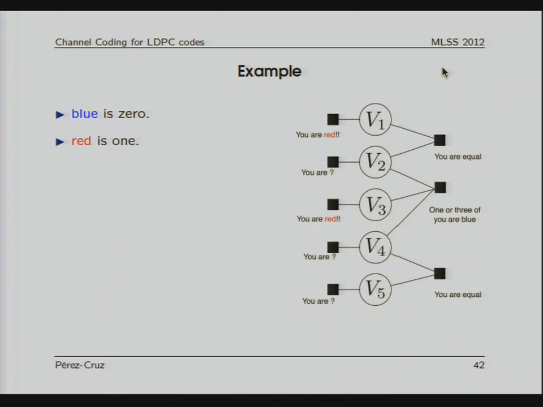And when we have a factor with three inputs, we either have three blues, which are three zeros, or we have one blue and two reds, which will also make the parity zero. All the other combinations are not possible. And from the message that we get, we know that B1 and B3 were reds, and all the others have been erased.